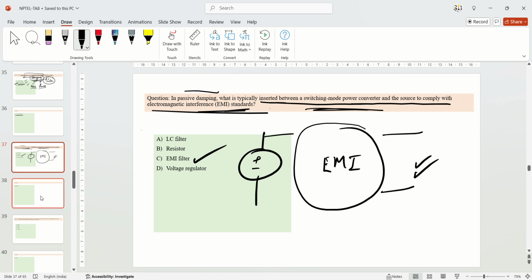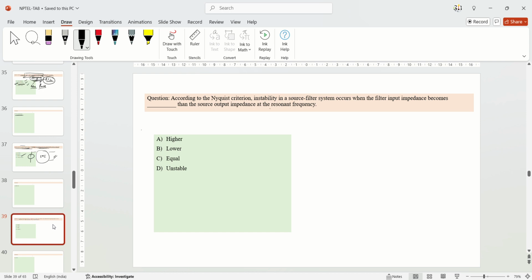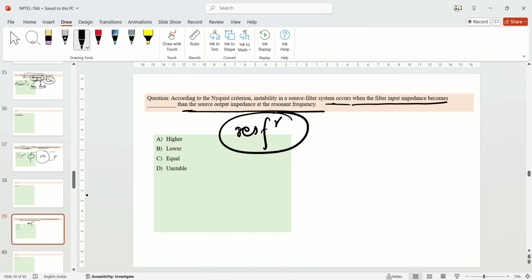Okay. So coming to the next question, this is related to Nyquist's criteria: what are the instabilities in the source filter system which occur when the filter input impedance becomes greater than or less than the source output impedance at the resonance frequency? So when the resonance frequency is there, what could be the impact, given the filter input impedance and the source output impedance? What is the relation between them? Just you have to tell me that.